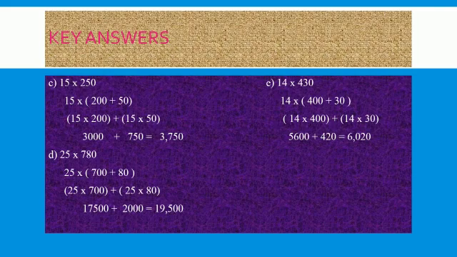Then we have 14 into 430. 14 into (400 plus 30). 14 into 400 plus 14 into 30. After solving the bracket, we get 5600 plus 420. The final sum will be 6020.